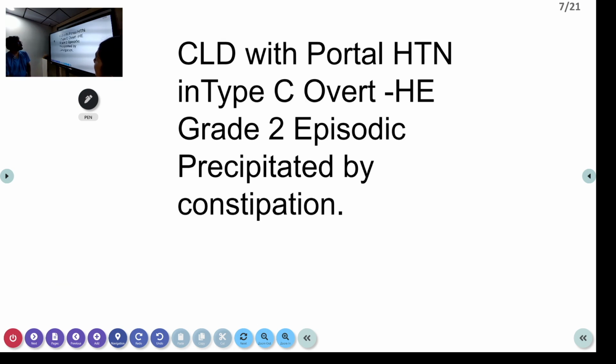Then we come to a diagnosis, that is CLD with portal hypertension with type C overt hepatic encephalopathy, grade 2, episodic, which is precipitated by constipation. Okay.